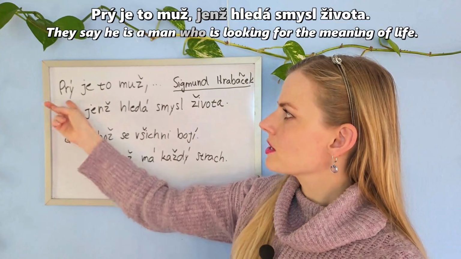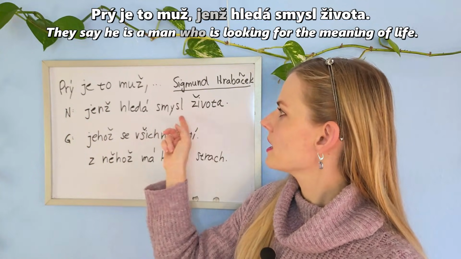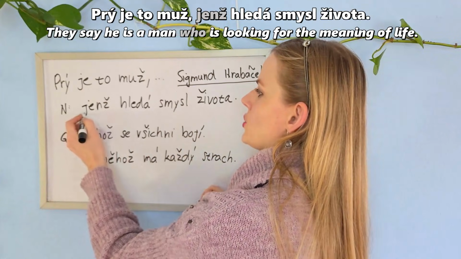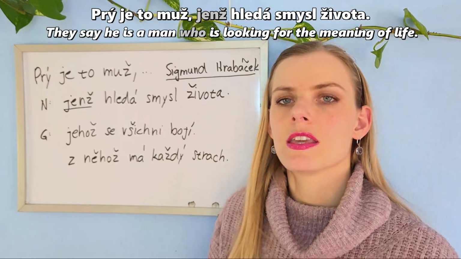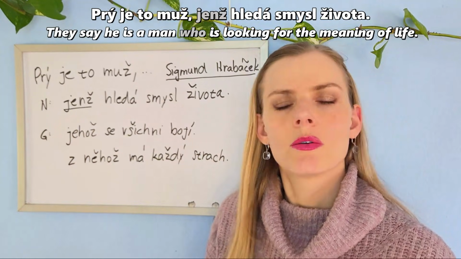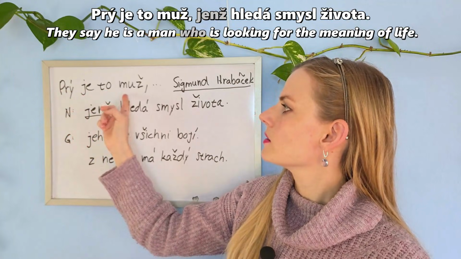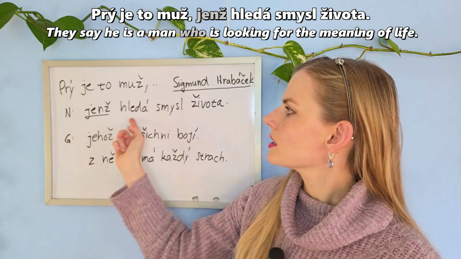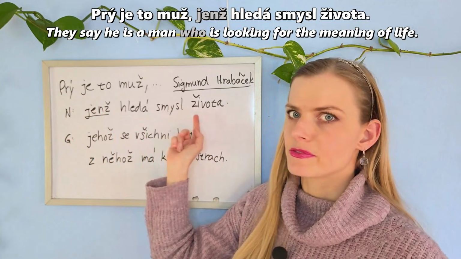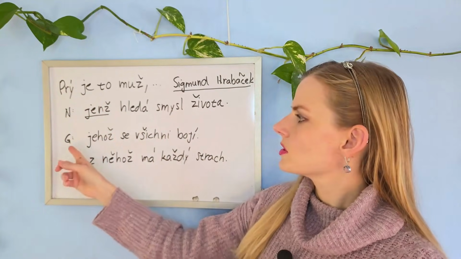Nominative case. Prý je to muž, jenž hledá smysl života. Jenž. Pronounced as jenž or jenž, but people usually say jenž. They say he's a man who is looking for the meaning of life. Not a juicy gossip. What about this one?